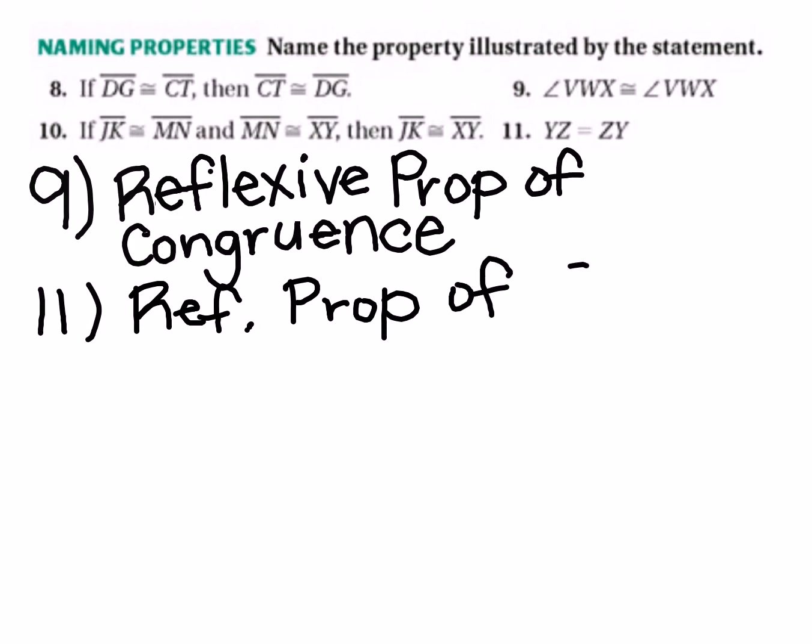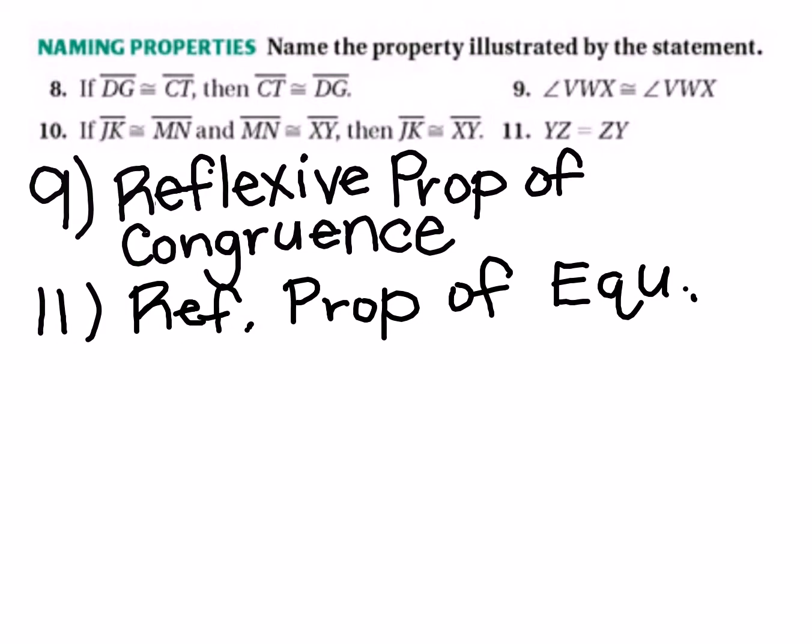Another thing I do want to stress, if you notice on number 9, we said reflexive property of congruence. I see a congruent symbol, so that's why we said congruence. On 11, I see an equal sign, so we say equality. So congruence for congruent signs, equality when we see equal signs.